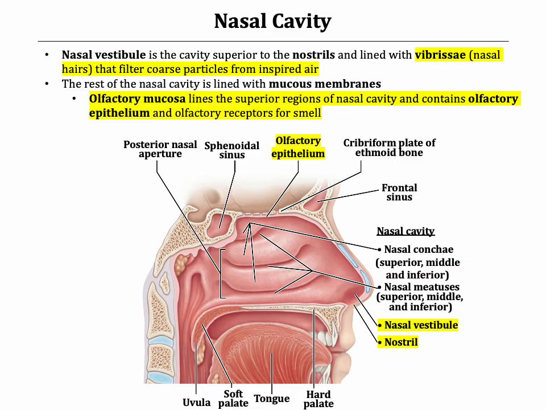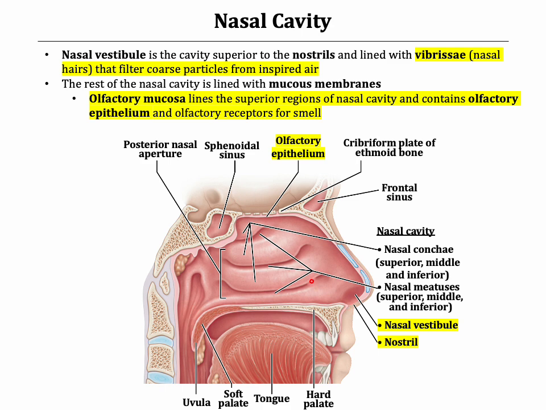Utilizing the same image from earlier, we can illustrate a couple other features. The nostril just refers to the left and right opening of our nose. The nasal vestibule is the cavity superior to that. So when you're picking your nose, you're really going up into that nasal vestibule. There are vibrissae, or hairs, within our nose that help to filter any really coarse particles, bugs, or bigger chunks of debris that may come in through the air.